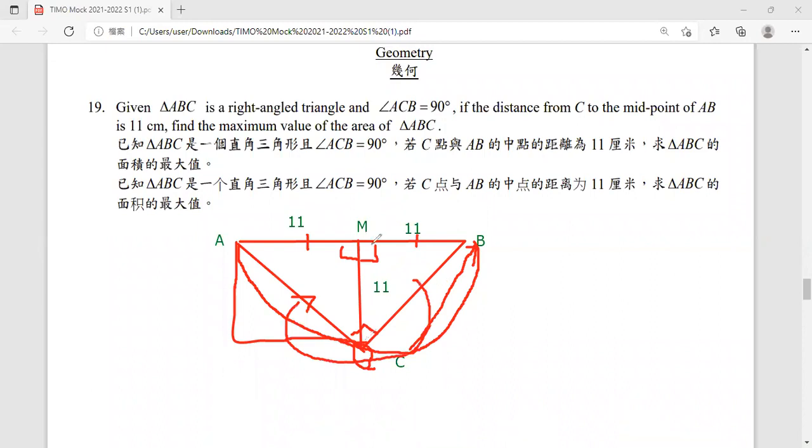So I cut this triangle and put it here. It becomes a square of side length 11. So the answer will be 11 times 11, which is 121.